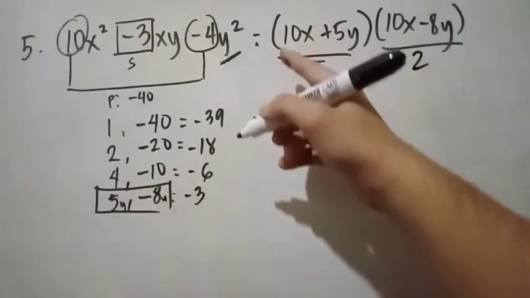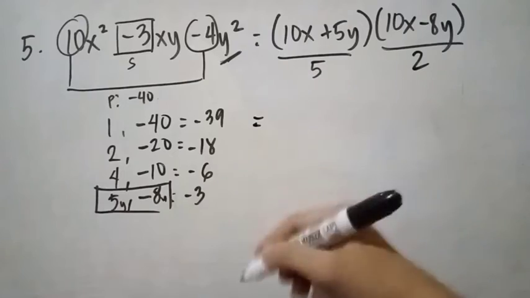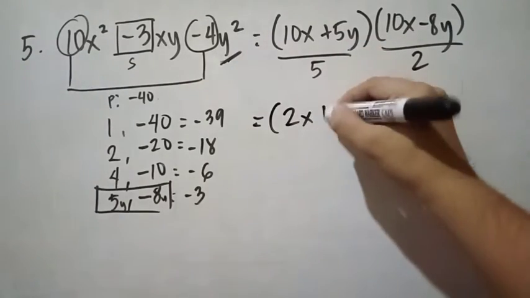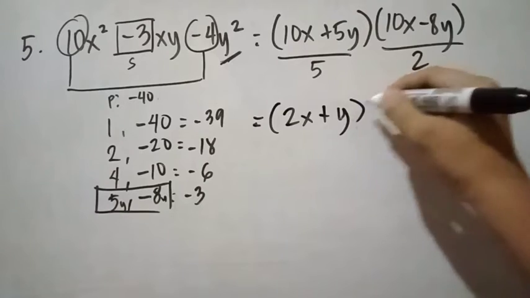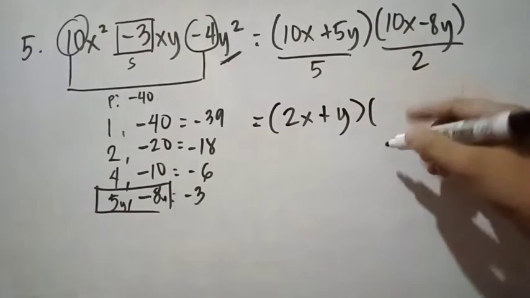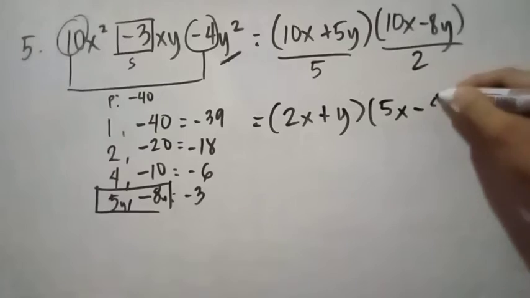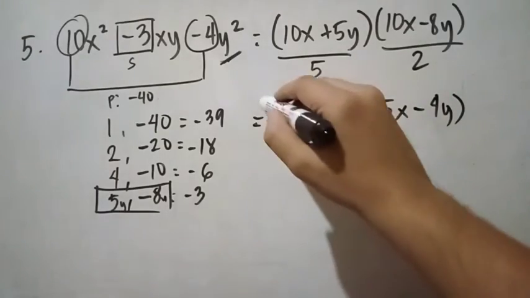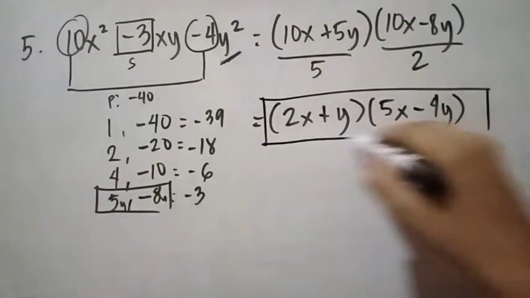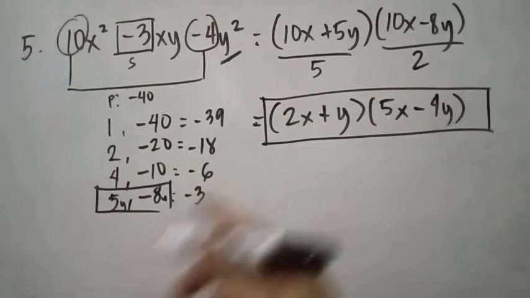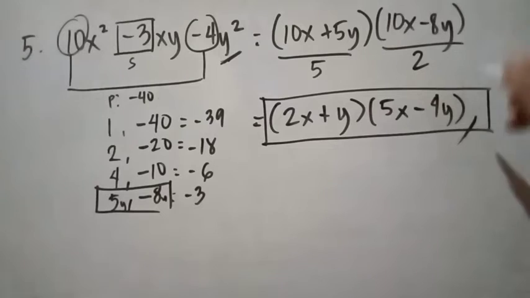And by doing so, we have 10x divided by 5. That is 2x. And 5y divided by 5 is y. Tapos dito naman, 10x divided by 2 is 5x. And 8y divided by 2 is 4y. And these are the factors of the original expression na 10x² minus 3xy minus 4y². And this is the answer.